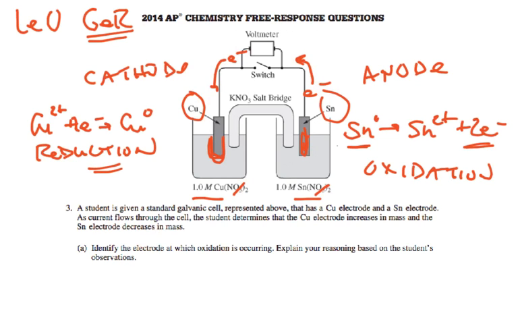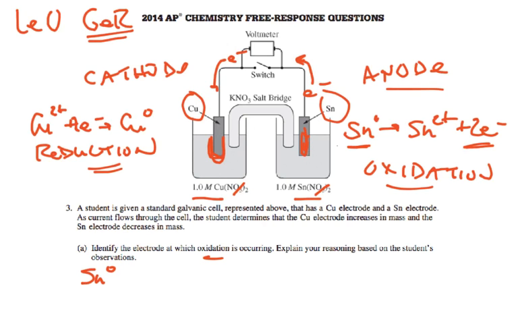So identify the electrode at which oxidation is occurring. Explain your reasoning based on the student's observations. Okay, oxidation occurs at the anode. So we're going to say it's the tin side. That's where the oxidation occurs.